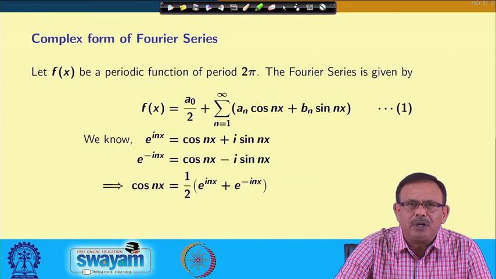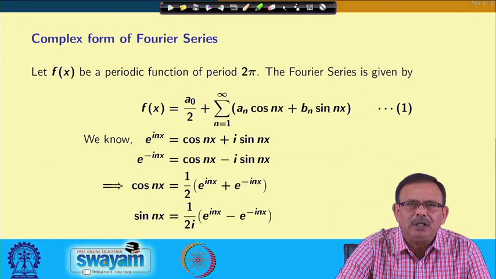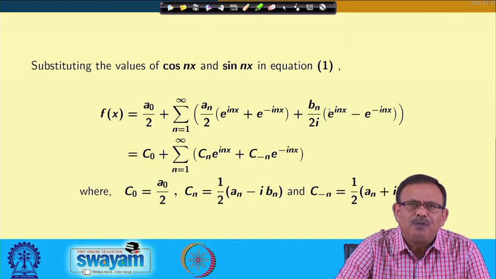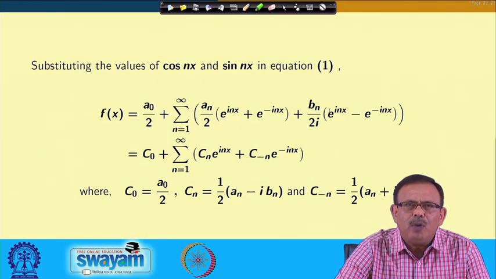So, from here you can write down cos n x equals half into e power i n x plus e power minus i n x, and sin n x you can write down 1 by twice i, e power i n x minus e power minus i n x. Now substitute these two values of cos n x and sin n x in the given equation 1. Once I am substituting this, I will obtain this equation for f(x). From here I can write it with a new coefficient C 0, C n and C minus n, where C 0, C n and C minus n are given like this.